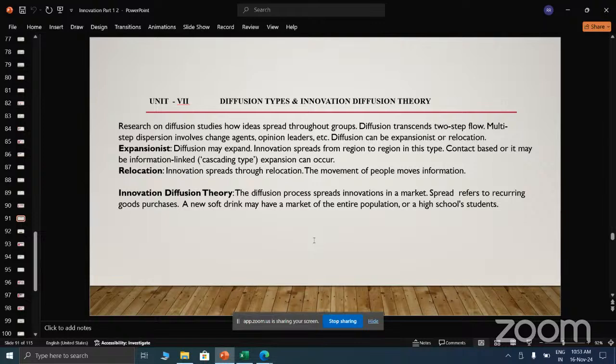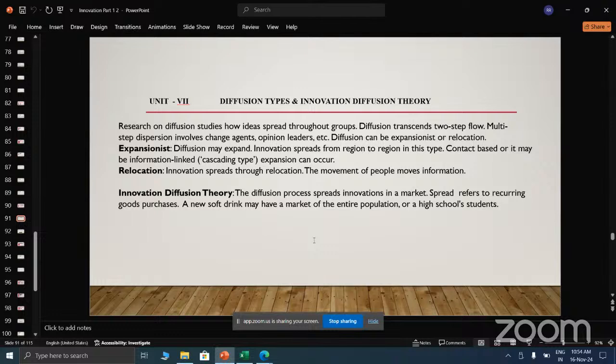That is, first checking if the product or service is doing well in a specific location, and then, based on the output of the product or service, we try to take it to other geographical locations. And the contact based on it may be information linked, that is cascading type, for expansion if required. Then relocation. Innovation spreads through relocation as well. The movement of people moves information. Now let's look at innovation diffusion theories.